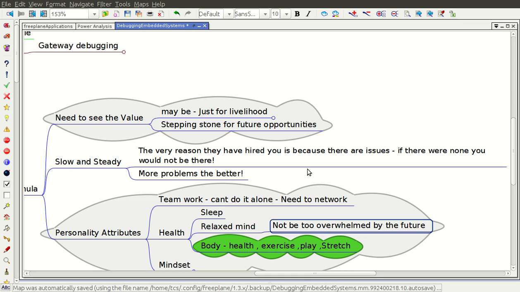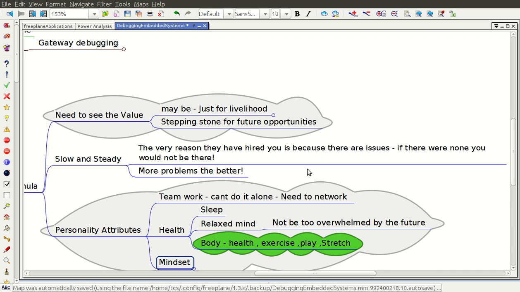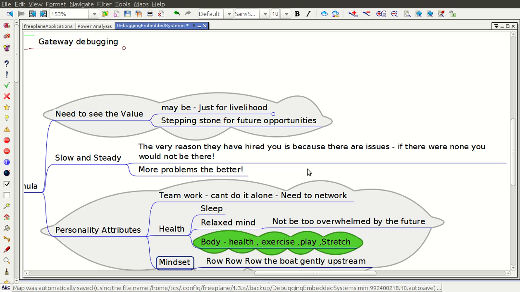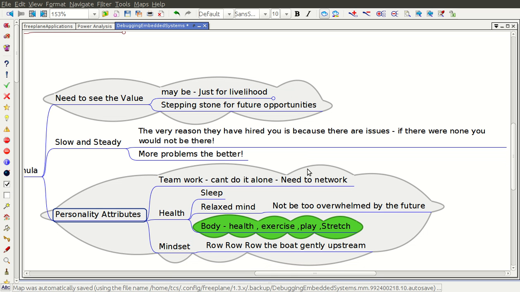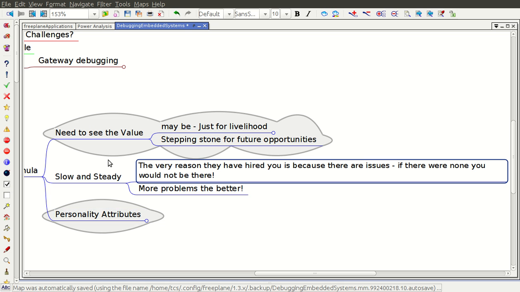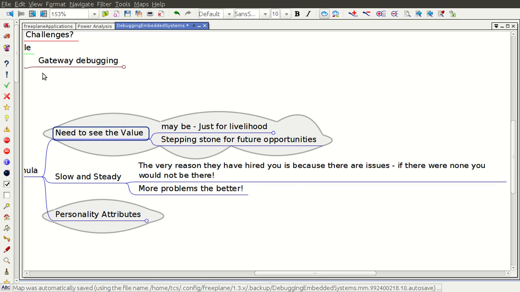And how are you relaxed? Not be too overwhelmed by the future. Very simple. We don't know tomorrow what is going to happen. Body, you have to be healthy. Exercise, play, stretch, eat good food. Absolutely must. Mindset, you need to have a mindset that, hey, let's row the boat gently upstream, right? So these are the attributes that are absolutely necessary for you to be very successful.